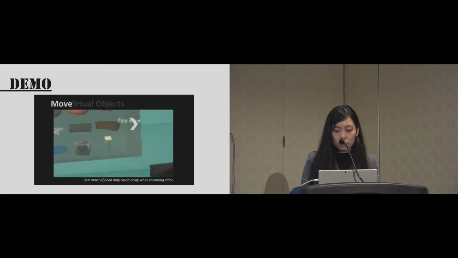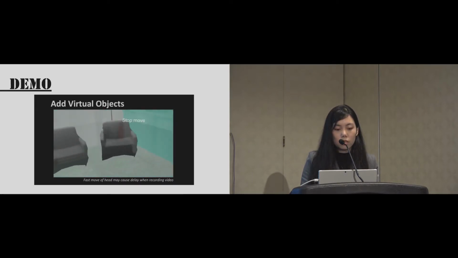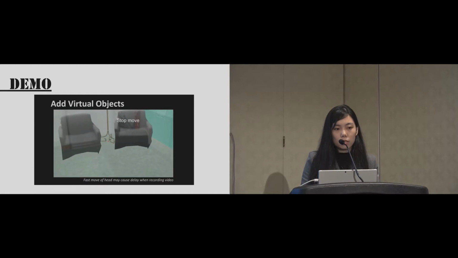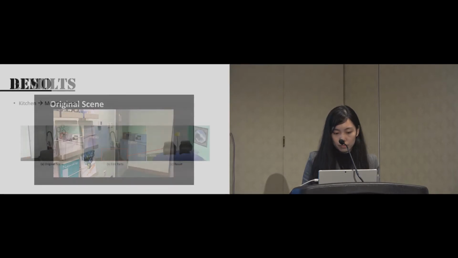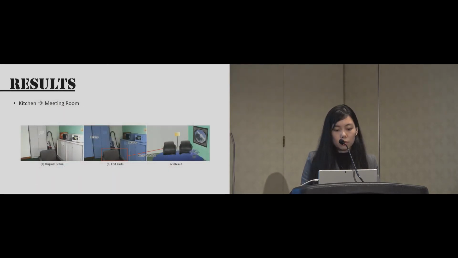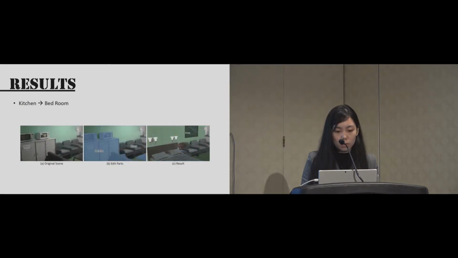And then we could also add some virtual models with simple resize and rotation. Then we could redesign this room, and I will show more results here. And in this case, we keep the sofa without any editing, and we can see the real sofas directly. And then the other things are replaced by the virtual bed and lights.